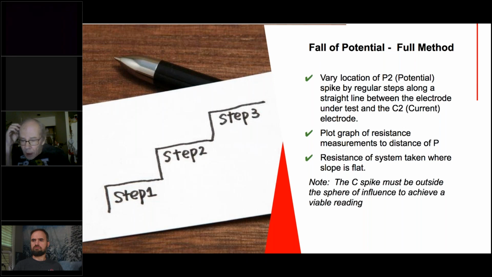And so you have kind of a step-by-step measurement here. You're going to typically take a series of measurements and you're going to plot them. Okay, next.